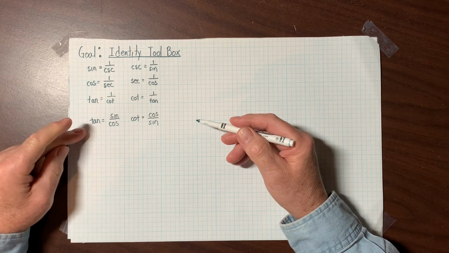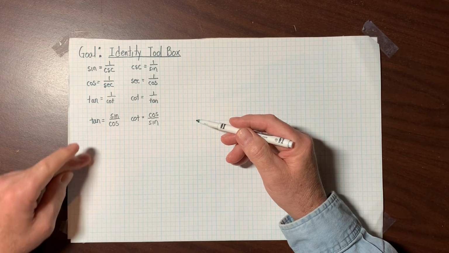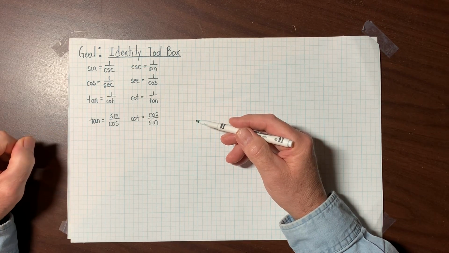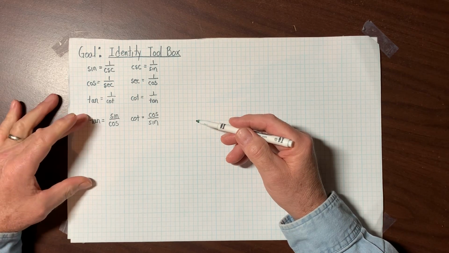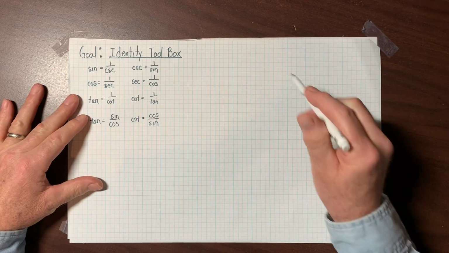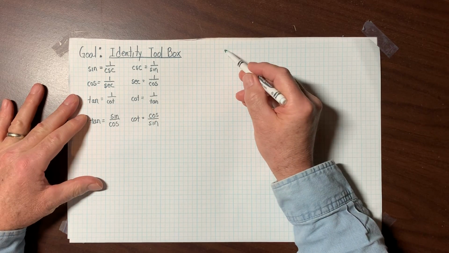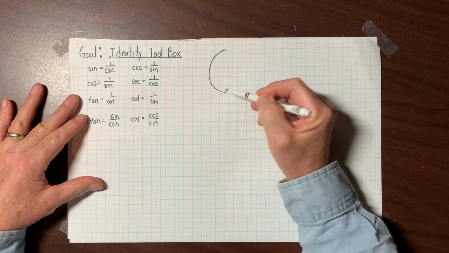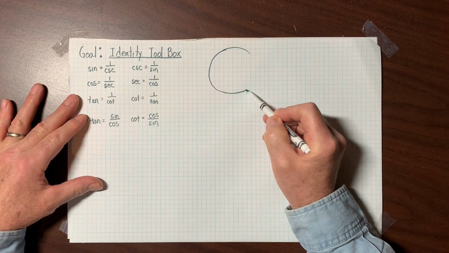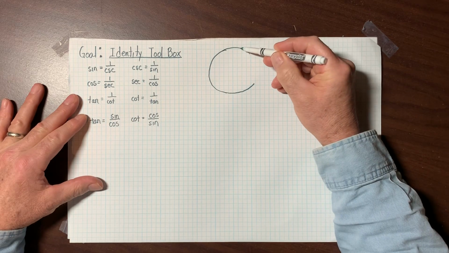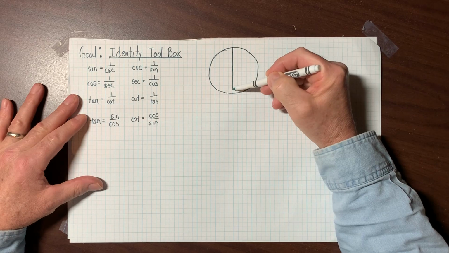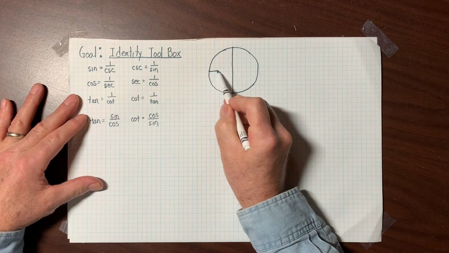Now, we have 3 more items, 3 more tools in the identity toolbox. But I need to explain to you where they come from. And to do that, we're going to go back to an old friend, the unit circle. This will be something that's not complicated. This will make perfect sense to you. Okay. So here's a circle. We're going to call it a unit circle.